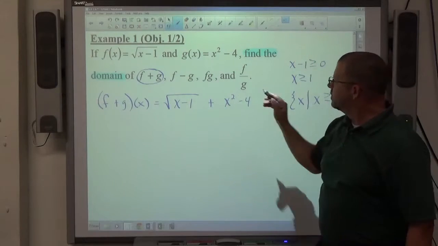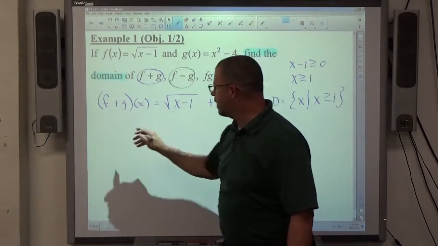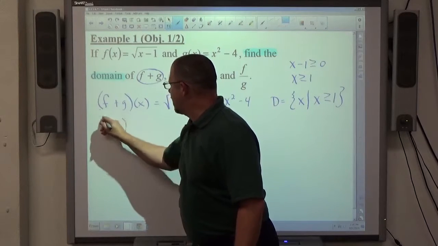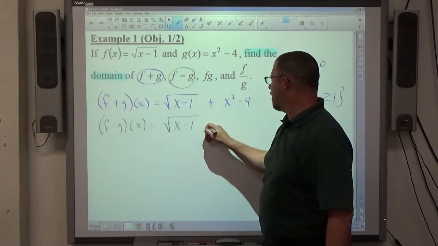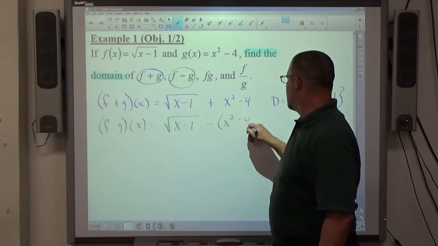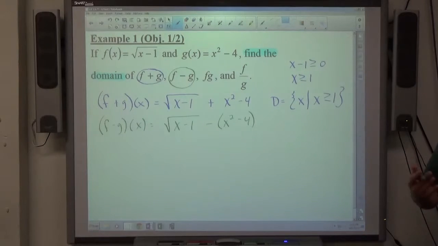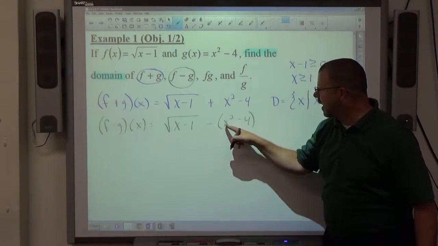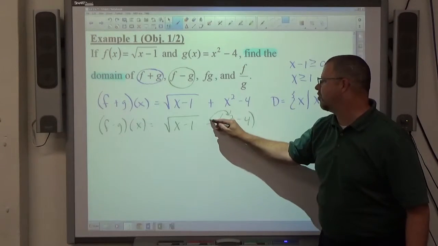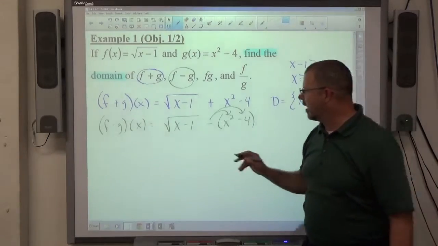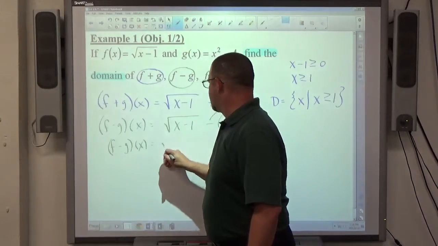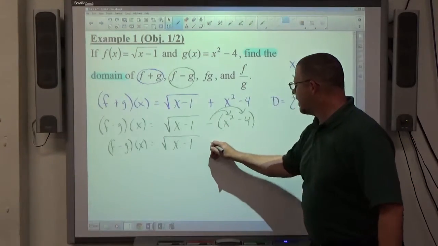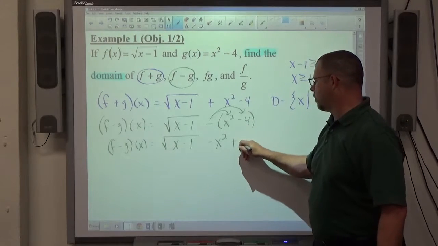The second part, f minus g. Again, using good algebra sense here, I'm going to do f minus g of x. That means I'm supposed to take f of x, which is the square root of x minus 1, and subtract from that g of x. Again, surround g of x in parentheses, since g of x is multiple pieces. Notice this time, I am subtracting x squared minus 4. The subtraction should distribute. So the most simplified version of f minus g of x would be the square root of x minus 1 minus x squared, and then minus minus, so plus 4.